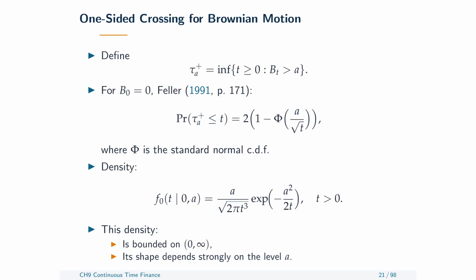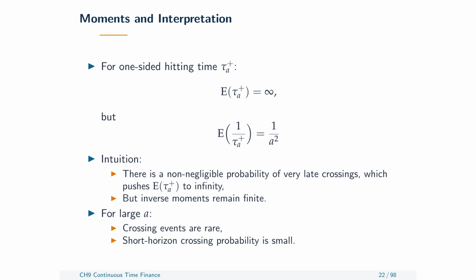A striking result is that the expected one-sided first passage time is infinite for driftless Brownian motion, even though the threshold is crossed eventually with probability 1. Rare, extremely long waiting times dominate the mean. By contrast, the expected reciprocal of the crossing time is finite, and scales like sigma squared divided by a squared. This example shows why probability 1 occurrence does not imply a finite expected waiting time.